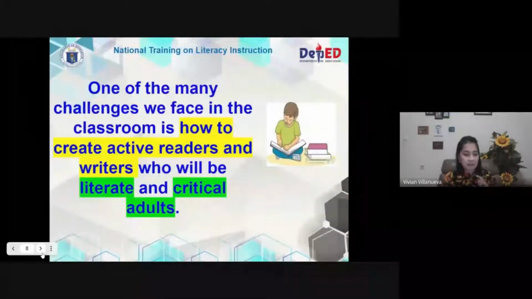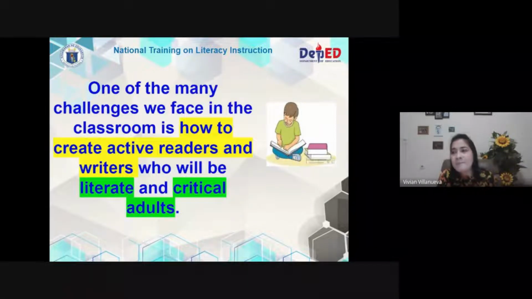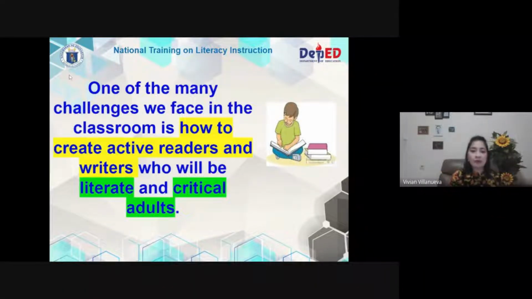Sir Mark, makinig kayong mabuti. Mag-take down notes kayo since you are really interested in knowing those teaching strategies, okay? Now, so this is just a reminder.